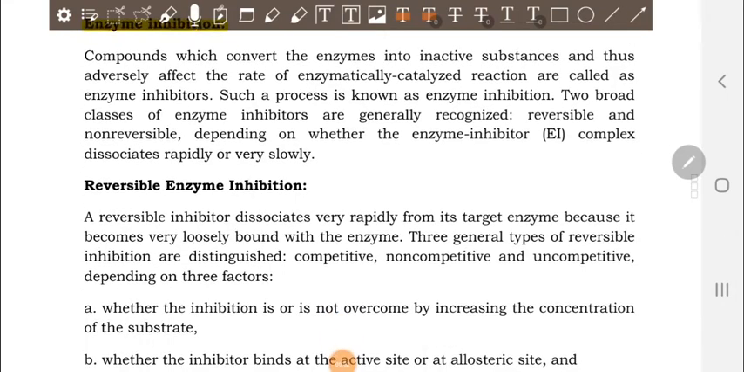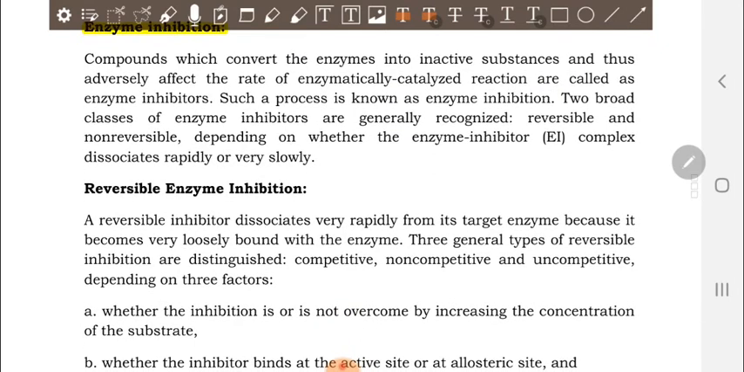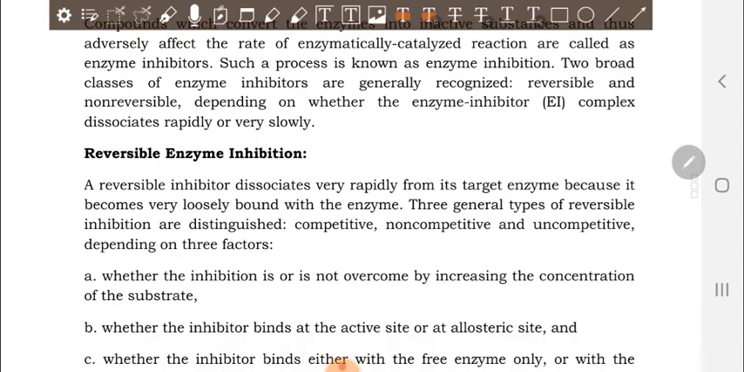Dear students, today we are going to learn about enzyme inhibition. Enzyme inhibition is nothing but stopping the enzyme action by using chemical substances. The chemical substances involved in the inhibition are called inhibitors. The types of inhibition are classified into reversible and irreversible inhibition.